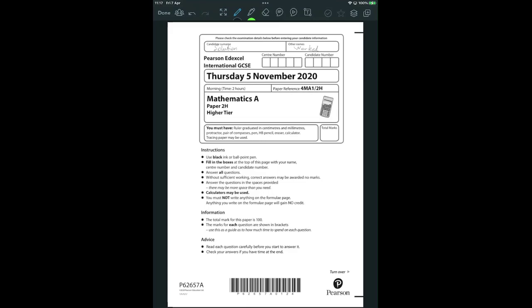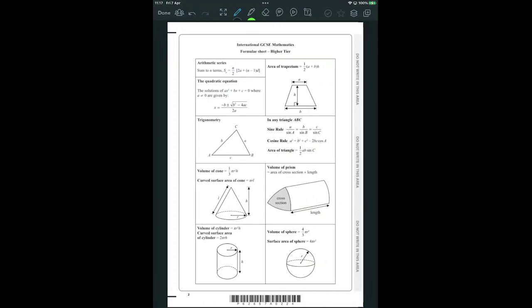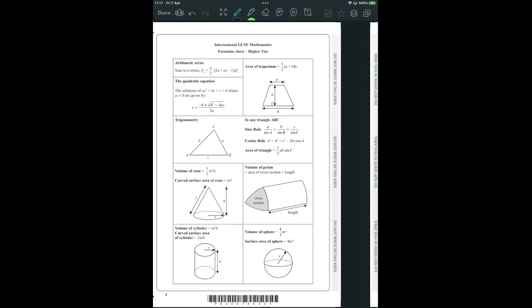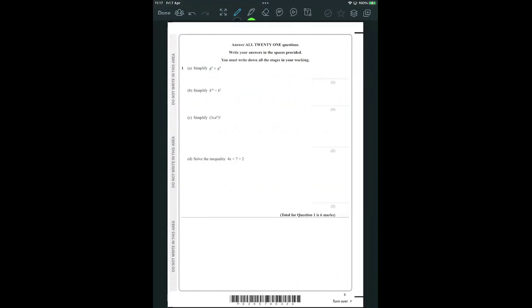As always, have a read of the front while you're waiting for your examiner to say go. Remind yourself of the rules and let's start. Page 2 is always our formula page. Worth having a look at this really closely, working out exactly what you are given and what you need to learn otherwise. And we're into the questions.